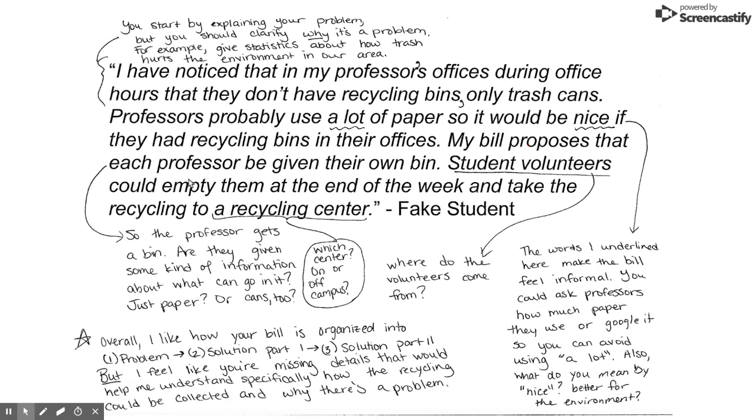My bill proposes that each professor be given their own bin. So the professor gets a bin. Are they given some kind of information on what can go in it? Just paper or cans too? Again, good use of questioning. Student volunteers could empty them at the end of the week and take the recycling to a recycling center. Where do the volunteers come from? So, which recycling center, on or off campus?